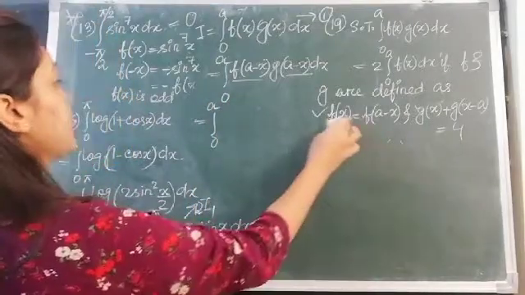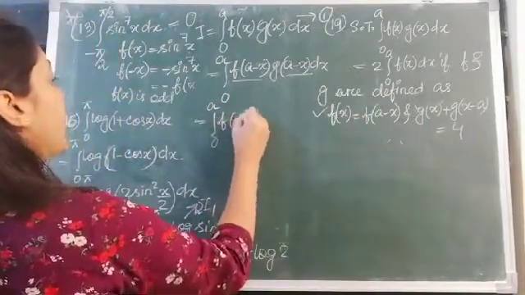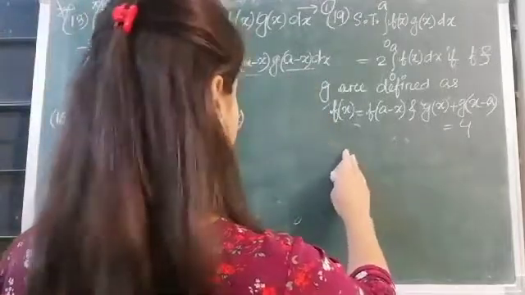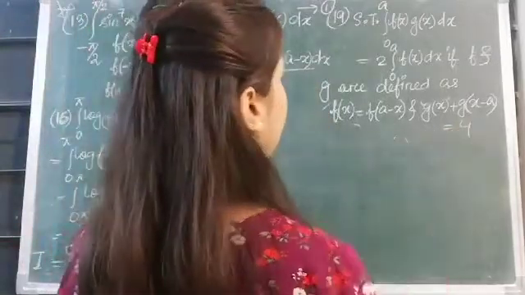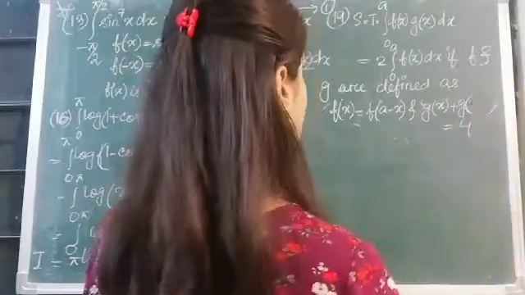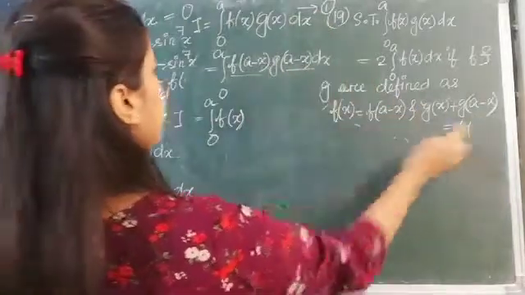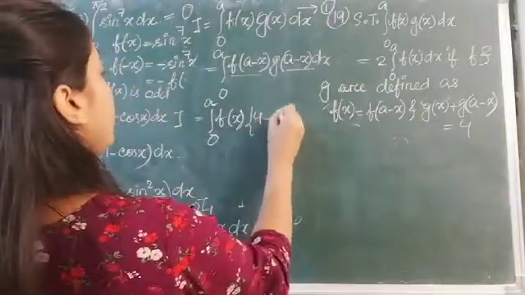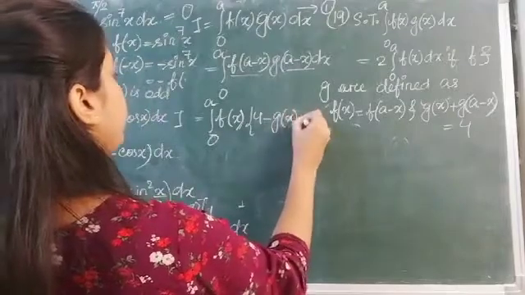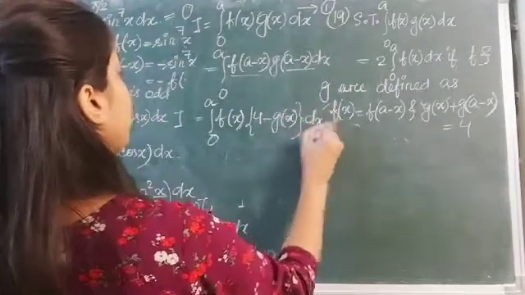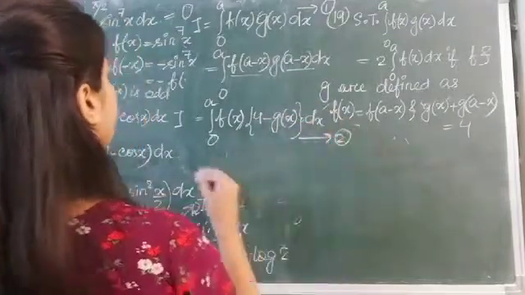So f of a minus x is equal to f of x, and g of a minus x, you'll get the value from here. This part will be equal to g of a minus x. So g of a minus x will be equal to how much then? 4 minus g of x dx, and let this be equation 2.